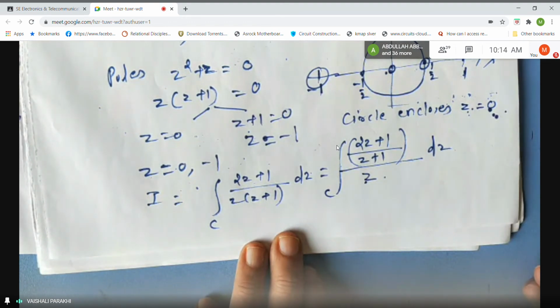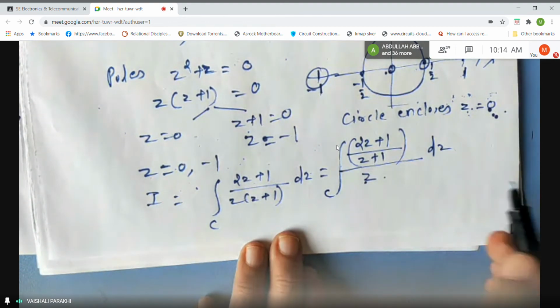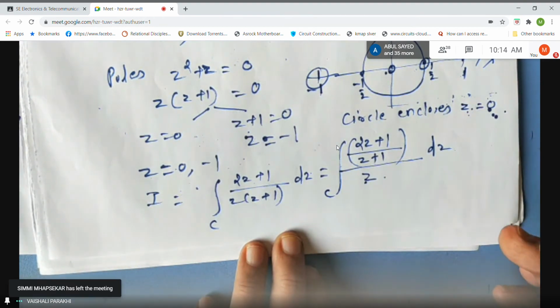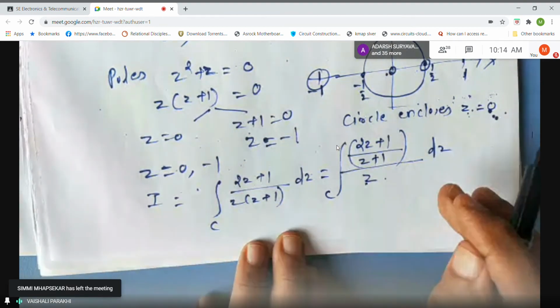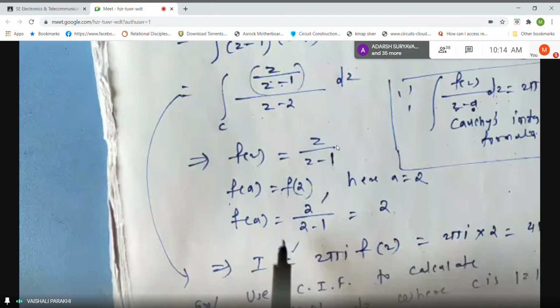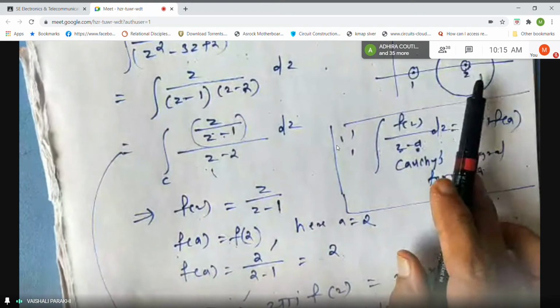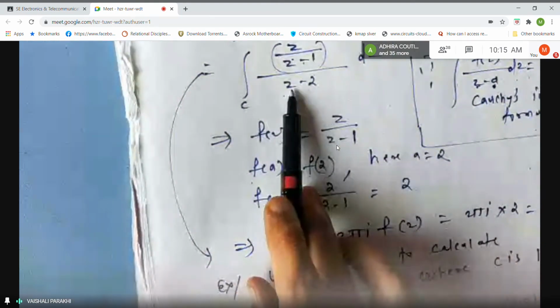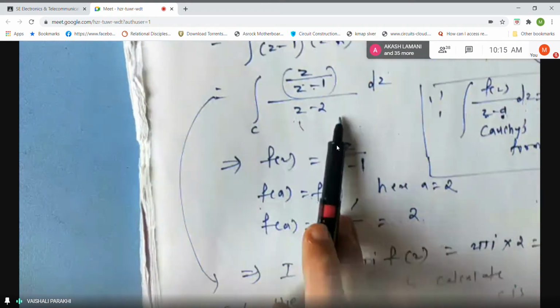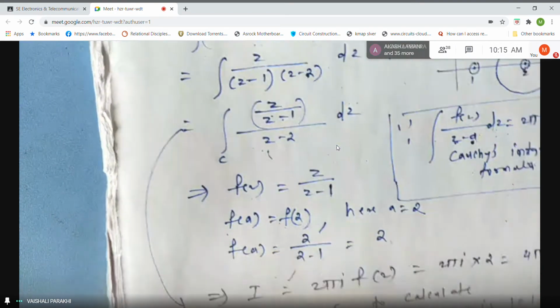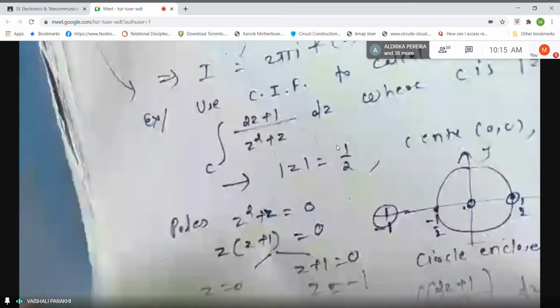Any doubt, students? Is it clear how I am arranging this? Whatever the pole is, the Z minus that pole term should come in the denominator. Here also we did the same thing: in this problem, the pole Z equal to 2 is inside the circle, so I kept Z minus 2 in the denominator and collected all the remaining factors in the numerator. So what is f of Z here?